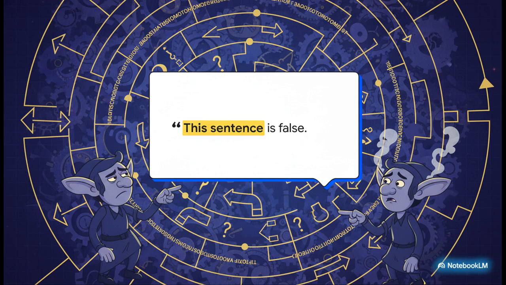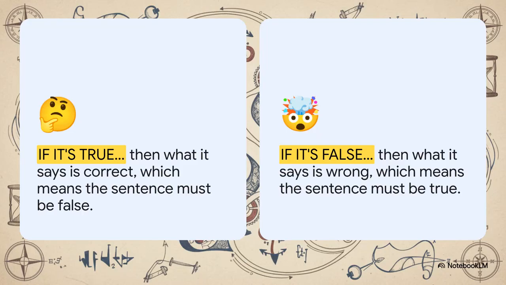And there it is, the little troublemaker. This sentence is false. It looks so simple, right? But just try. Really try to figure out if it's true or false. Go on, give it a shot. You'll pretty quickly find yourself completely and utterly trapped.